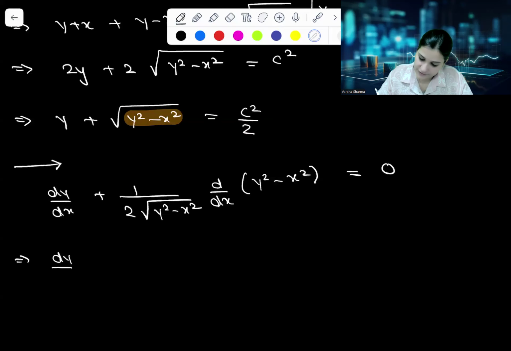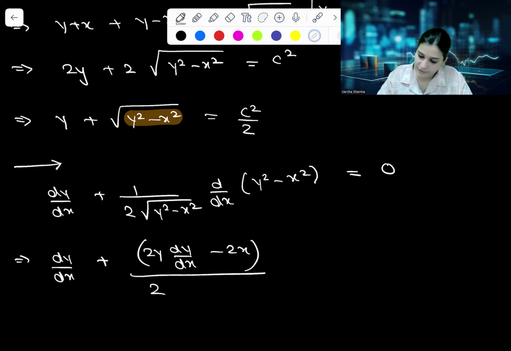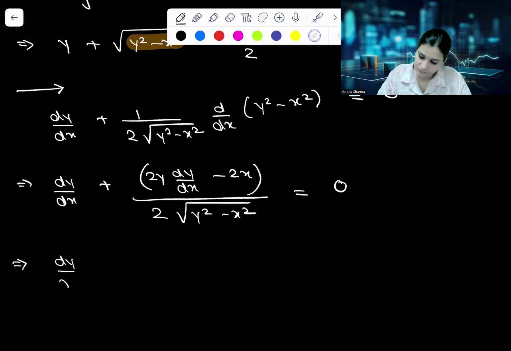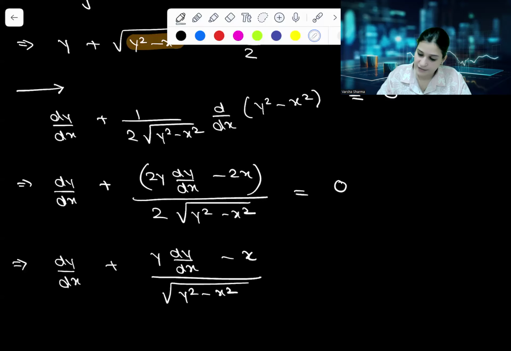So dy by dx plus 2y dy by dx minus 2x, whole thing divided by twice under root y square minus x square, equals 0. Is it okay? Yes, ma'am. Taking 2 common and cancelling out, we get y dy by dx minus x upon under root y square minus x square.